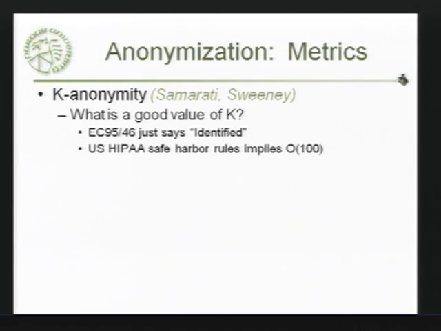What's a good value of K to use for this? Well, EC 9546 says identified. What does that mean? Well, I was reading an interpretation by an official committee set up and came up with an interesting example where they said, well, if you have a town that only has one doctor in it, you'd have to remove the fact that they were a doctor, or that data would be considered identifiable. What if there are two doctors? Sounds like K equals 2 would be okay. And from reading it, that seems to be what they were implying.